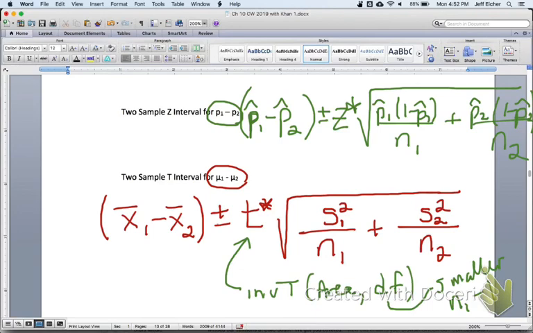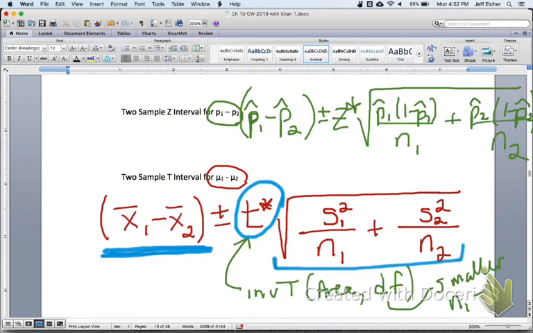But this is our new interval. We have conditions like we usually do. We have a random condition that makes sure that this estimate is an unbiased estimate, and we can make inferences to the population. We have a normal condition, which allows us to see our critical value as a correct critical value, and that our sampling distribution is roughly normal. And then we have an independent condition, which justifies the use of this formula.